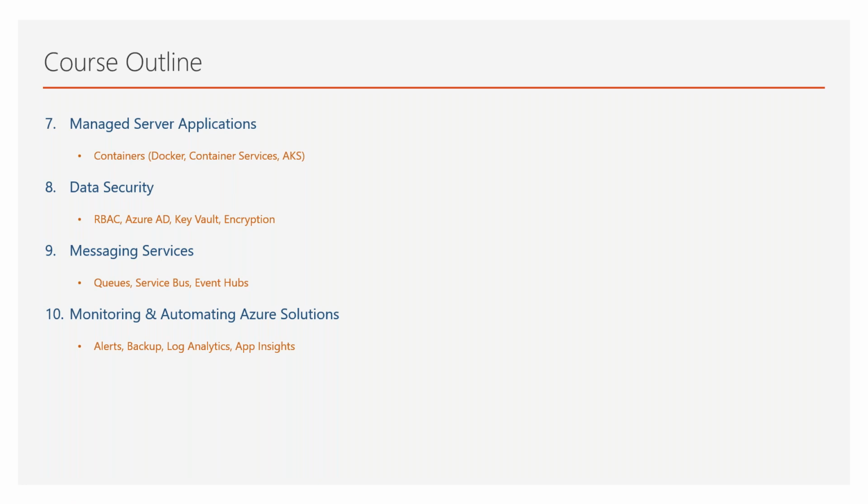Then we'll talk about data security. We'll see how you can secure your applications using role-based access control, Azure Active Directory, Key Vault, managed service identity, encryption, and all that. Number 9 is about messaging services. So we'll talk about the importance of messaging, how you can set up the messaging infrastructure, how you can set up the queues, how you can use Service Bus and Event Hubs. Along with that, we'll see how they all can work together.